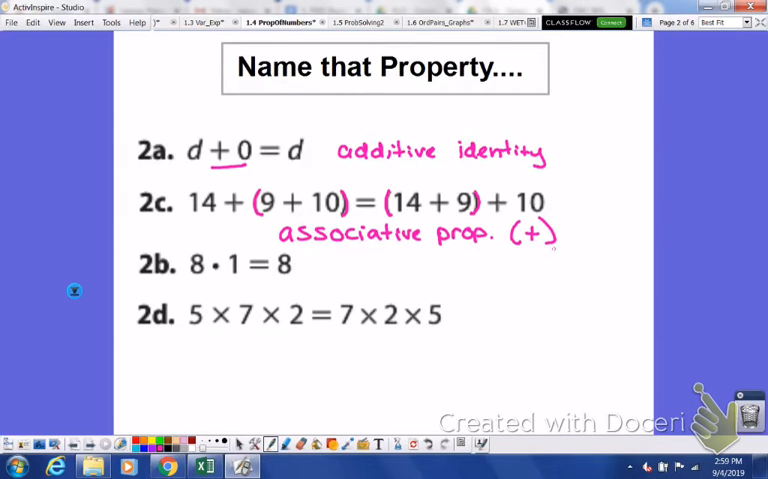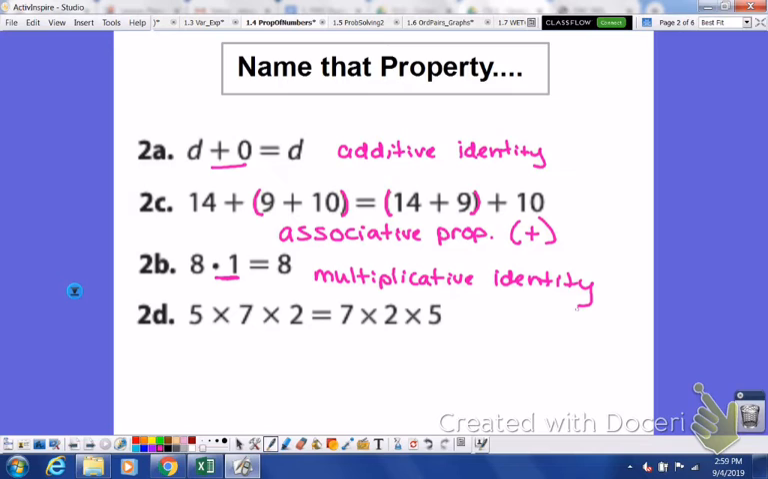And we look at 2b. We have 8 times 1 equals 8. Well, I see that times 1, that's my key there. That is the multiplicative identity.